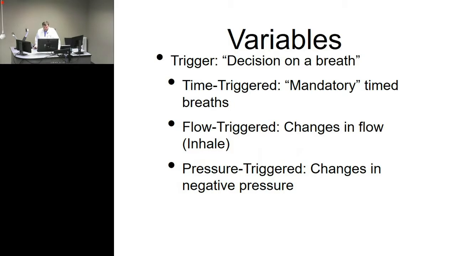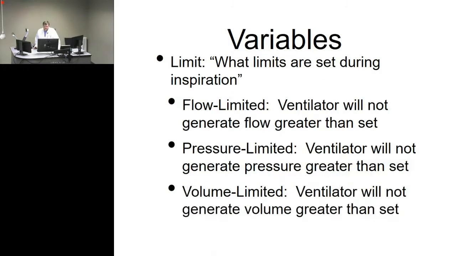Then we have the limit variables, and basically this is what limits you set during the inspiratory phase of that breath. You have flow limited, where the ventilator is not going to generate flow greater than that set. In this case, we'll talk about COPD patients. They need higher flow rates because of the airways, so you may have them set at 75 liters per minute on their flow. Other patients you may set closer to 60 liters per minute, and that's kind of what the ventilator will allow flow to occur at.